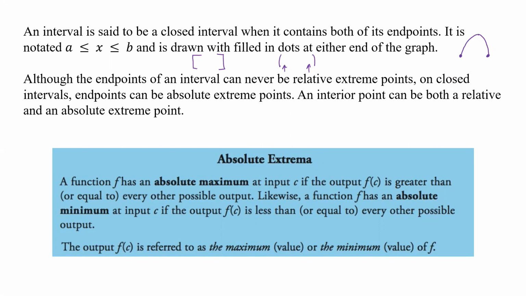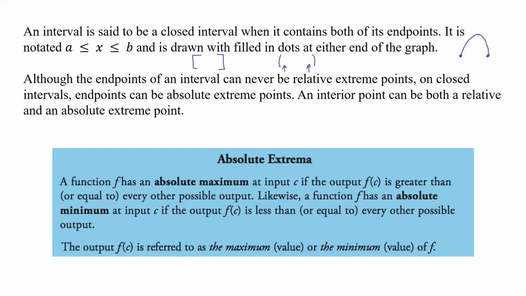So in that case, this one's the absolute max as well as the relative max. Okay. So absolute extrema, what are they? Well, a function f has an absolute maximum at an input c if the output f(c) is greater than or equal to every other possible output. Okay. Now, likewise, a function f has an absolute minimum at an input c if the output f(c) is less than or equal to every other possible output.